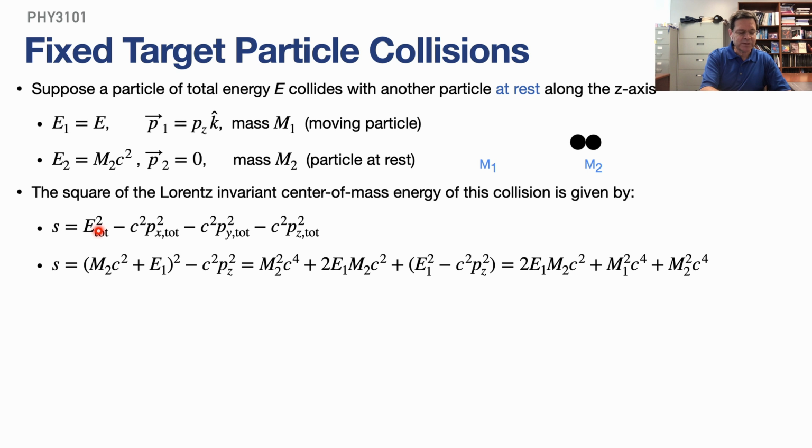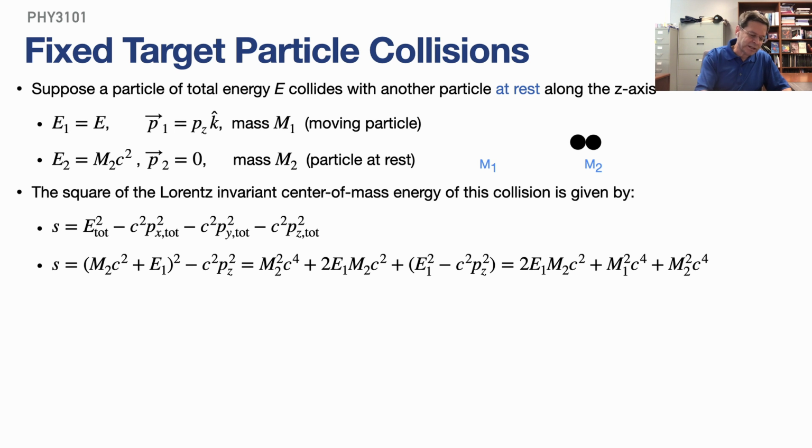The total energy, E tot, is just the energy E1 plus the energy E2. But energy E2 is just the rest mass energy of particle 2, so it's m2c squared. So that total energy is m2c squared plus E1, and we're going to square it to make E tot squared. What about the total momentum squared? Well, that's the momentum 0 plus Pz, so I just have Pz quantity squared times c squared. So I'm subtracting off c squared Pz squared, right? So that's what I'm doing there.